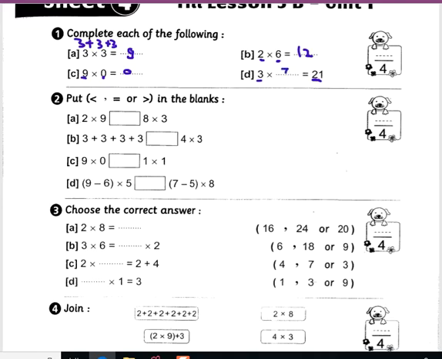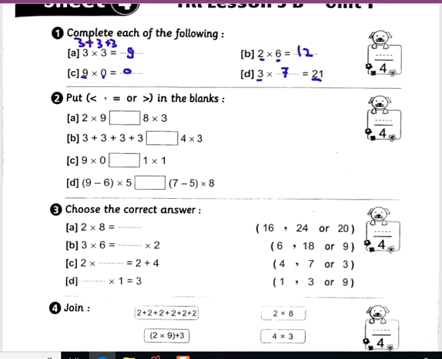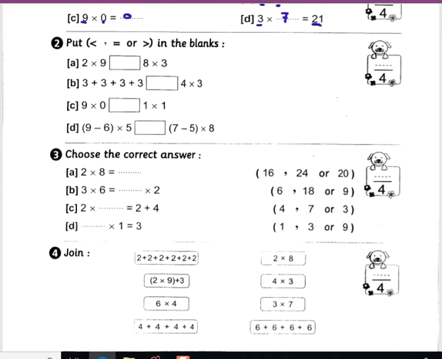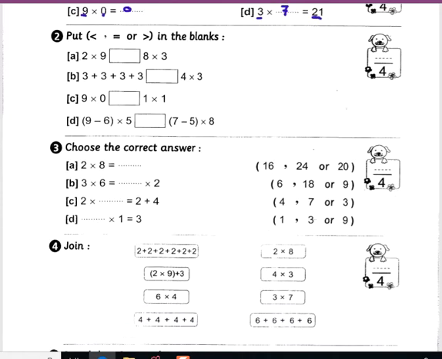Yes, it will be 7. Put the suitable sign: less than, more than, or equals. Number A, he said 2 times 9. 2 times 9 equals 18.